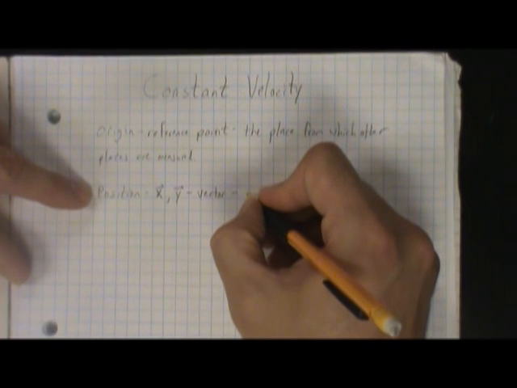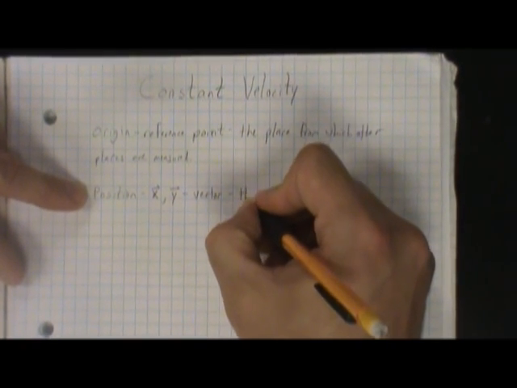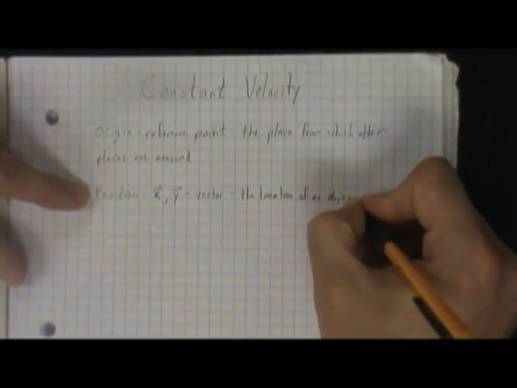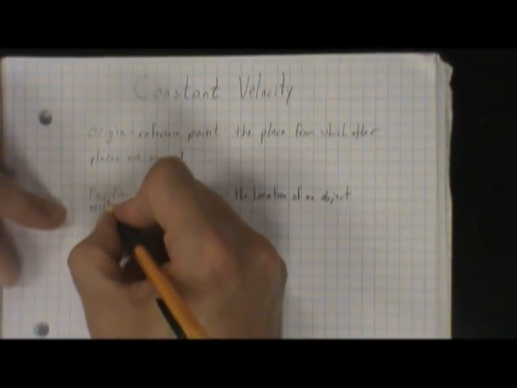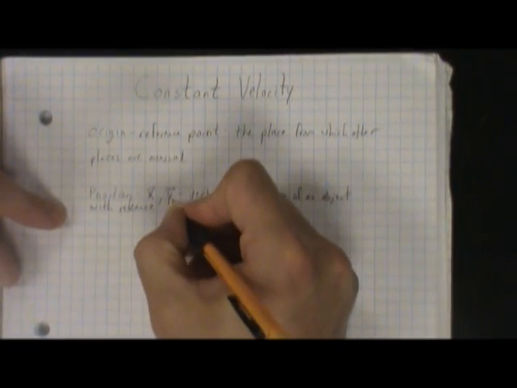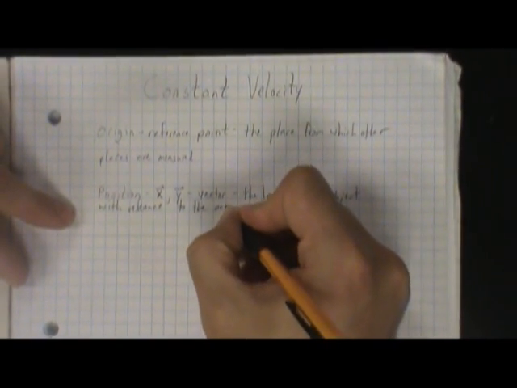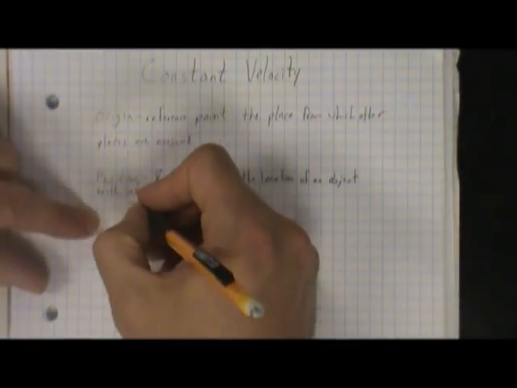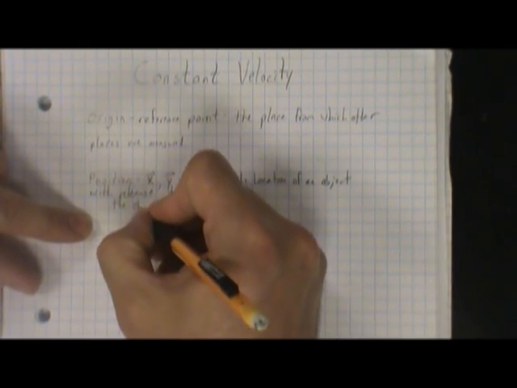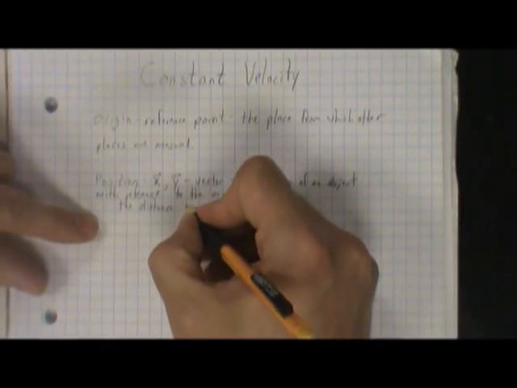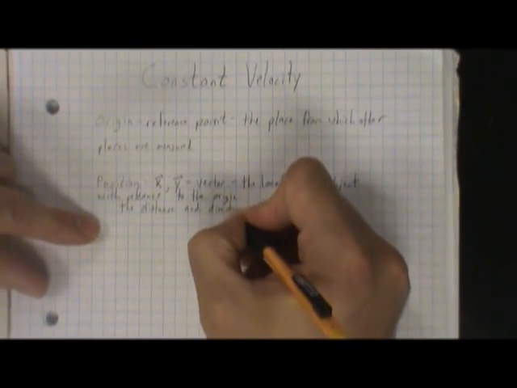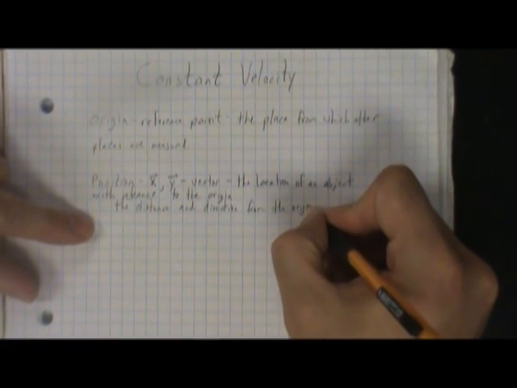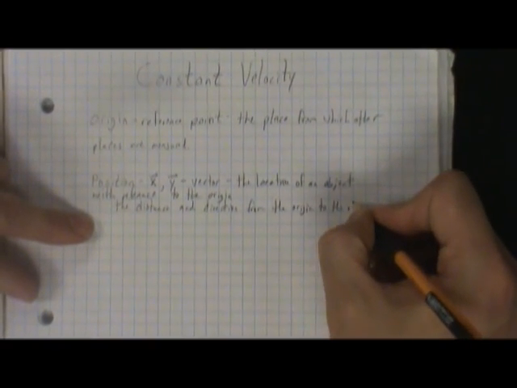There's the symbol. What do we mean by this? It is the location of an object with reference to the origin. That is what we mean by position. It's really 2 things. It is the distance and direction from the origin to the object.